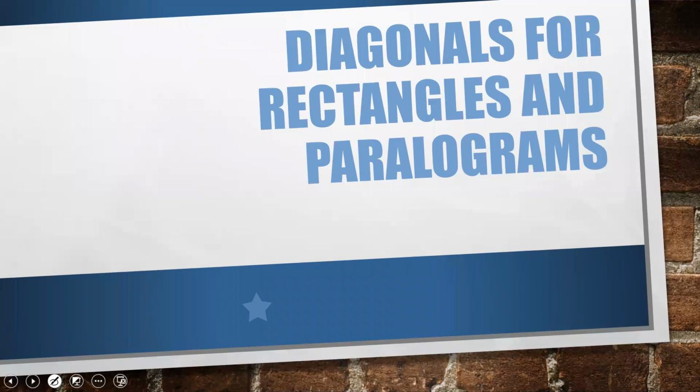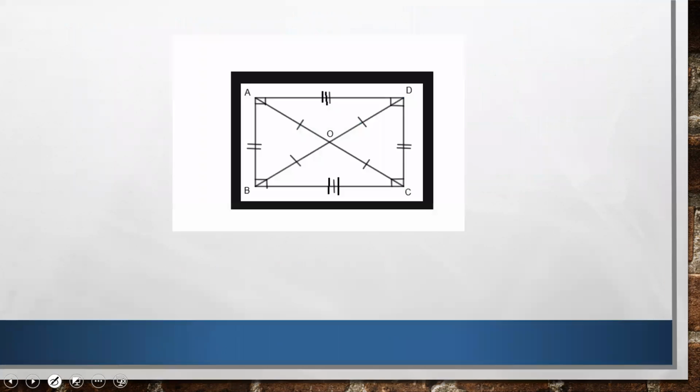Let's talk about diagonals for rectangles and parallelograms. Now, a diagonal on a rectangle, a diagonal just being a line segment that connects the corners, forms some interesting isosceles triangles. Always isosceles triangles. You'll notice that the diagonals here, these lines connecting your corners, cut each other in half into two isosceles triangles that are obtuse.